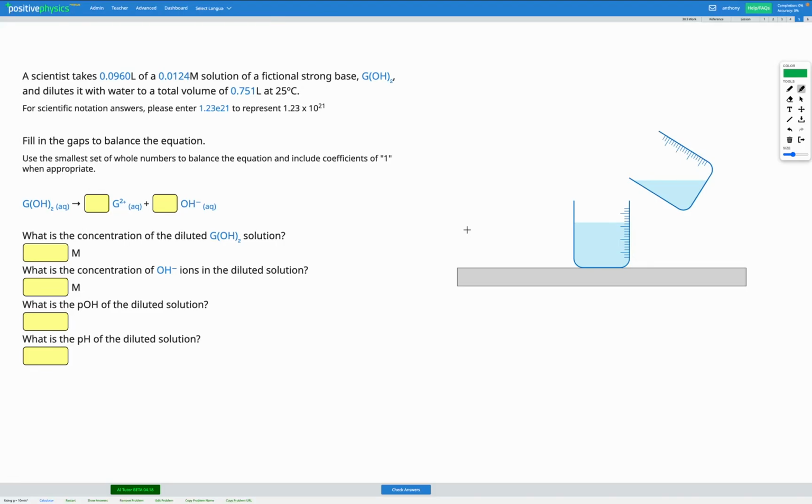These challenge questions combine what you've learned so far about pH and pOH with stoichiometry and solutions. So you're going to need to be bringing in skills from different areas that you've learned so far.